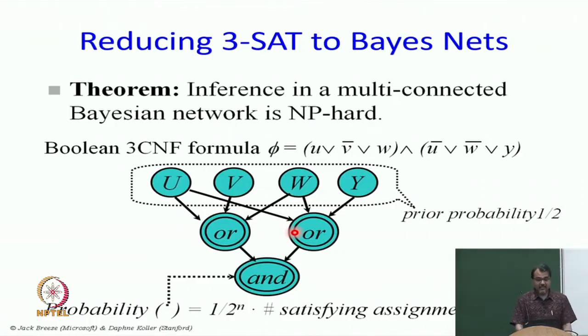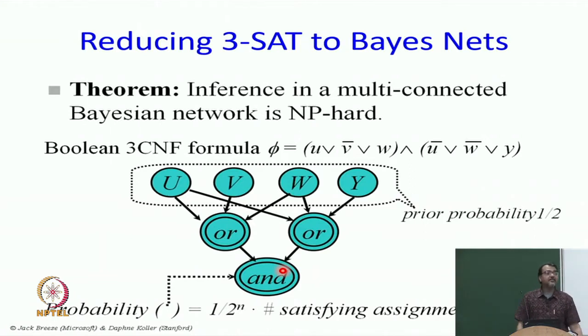Okay. Then you take each clause and create an OR node. So, one OR node would be u or not v or w, one OR node would be not u or not w or y. This also needs a conditional probability table. So, your conditional probability table will be 0 if u is false, v is true and w is false, and 1 otherwise. So, it is basically saying you are representing the OR function in the conditional probability table. Right. And then you have an AND node which says that if all of them are 1, I am 1, if any of them are 0, then I am 0.